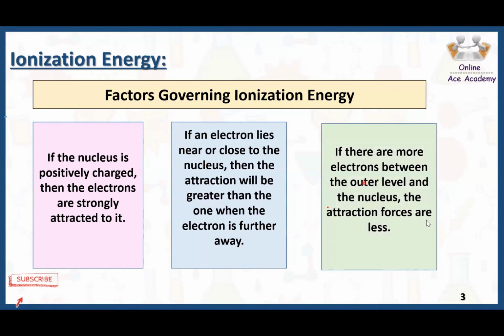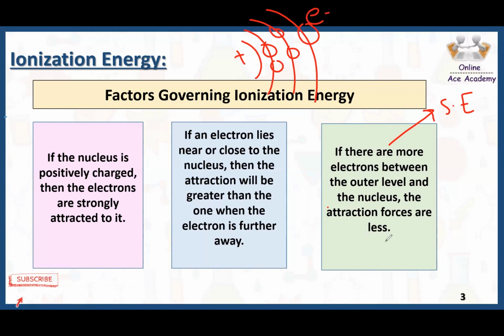If there are more electrons between the outer level and the nucleus, the attraction forces are less. Here they are talking about the shielding effect. Here we have the first shell, second shell, third shell. The electrons are present here, here, and the outermost electron is here. Now what happens is that this electron is shielded by all these electrons which are present between the nucleus and the outermost electron. Now what happens here?